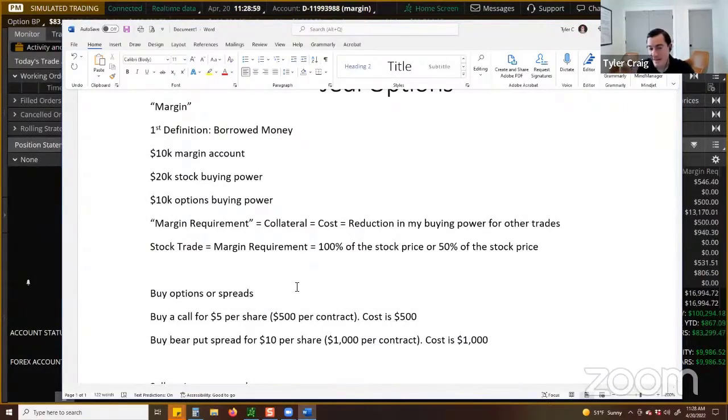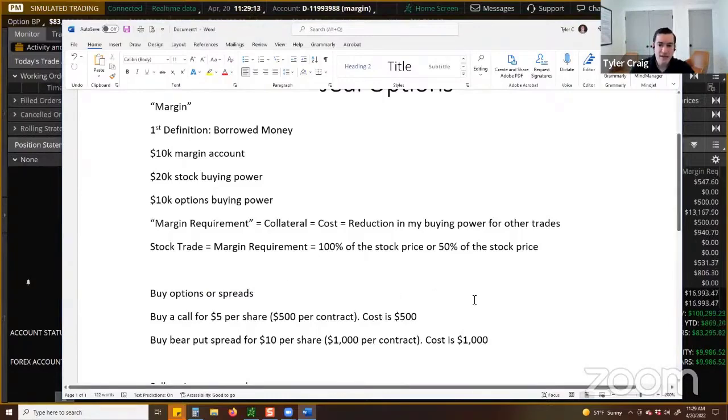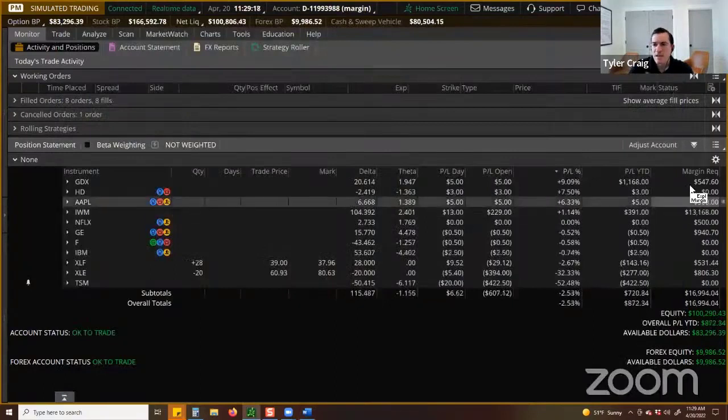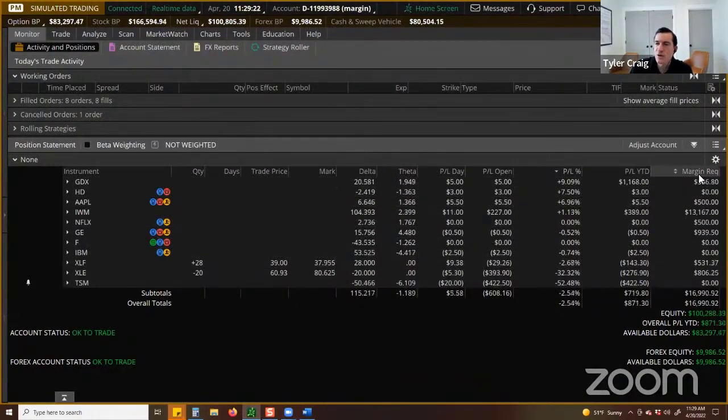And then with option trades, did I buy something or did I sell something? If I bought something, there is no margin required. The money goes out of the account. If I sold something, there will be a margin requirement, depending on if it was a naked option or a spread. That's going to dictate whether it changes or not. Final point, and then back to Matt. You may not have this margin required column. It is also called buying power effect.